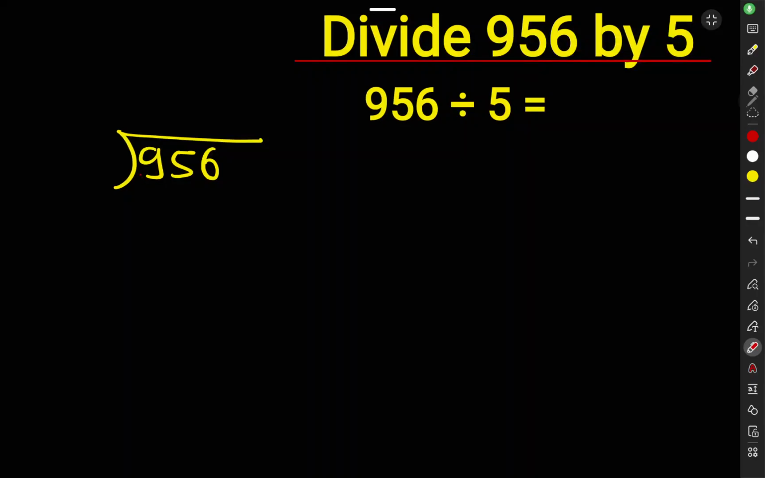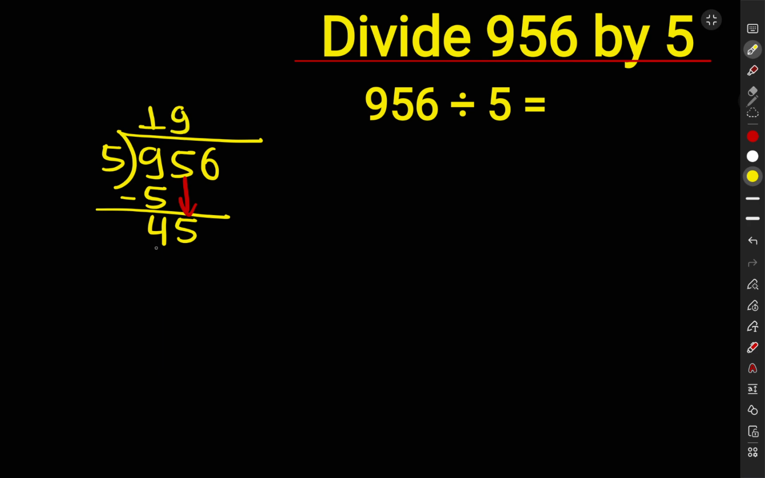We divide 956 by 5 in the long division method. 5 times 1 is 5. On subtracting we get 4. So now we put down this 5 and it is 45.